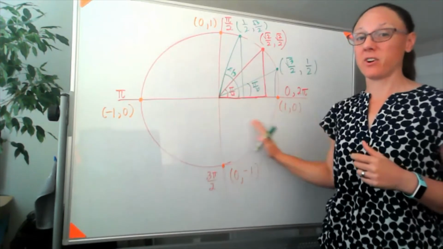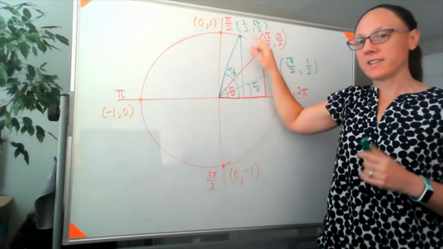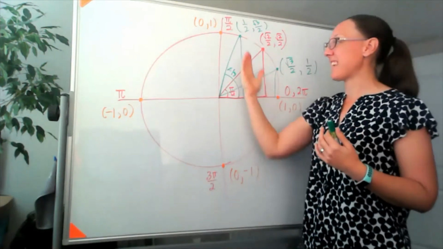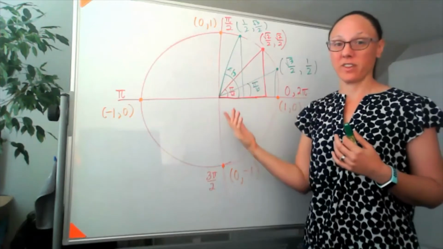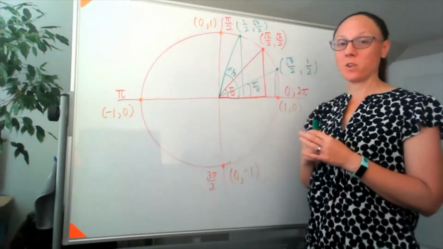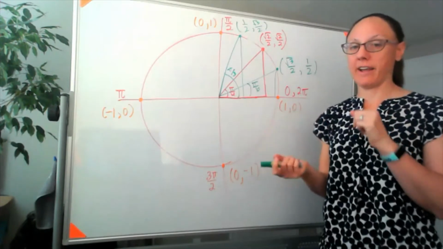In each of the other quadrants, these coordinates are essentially staying the same. We're just reflecting them over one axis or the other. So the values aren't really changing. It's just the signs, whether they're positive or negative.